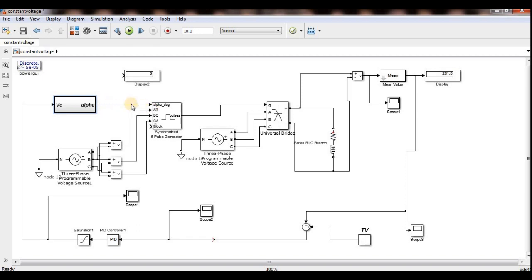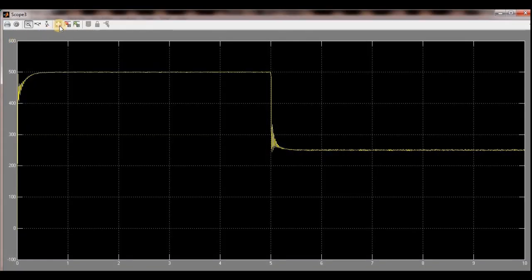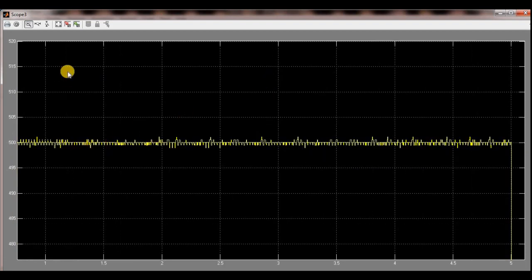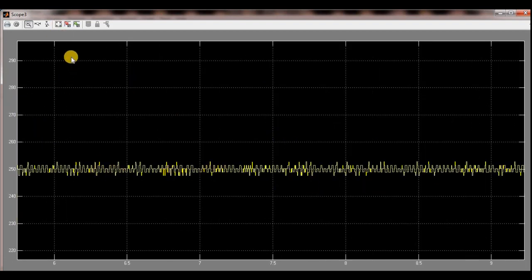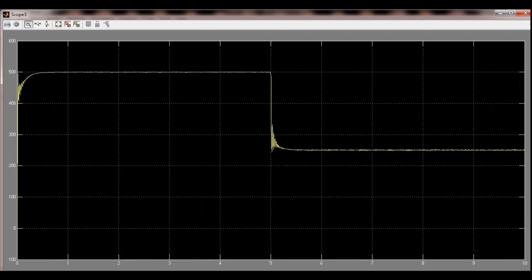So these degrees I am giving to the pulse generator. So the required pulses can be generated for this thyristor based rectifier. See, this is my output. Compared to the previous one, this is the more precious output. It is coming as a very smooth value. So if I want exactly 250, I can get exactly 250.